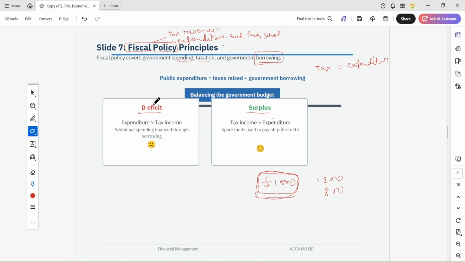Okay, so this deficit that you spend, you have to borrow from someone. The government also has to borrow this amount somewhere, because it has spent more money. So public expenditure is the tax raised plus the borrowing. So this is the equation here.